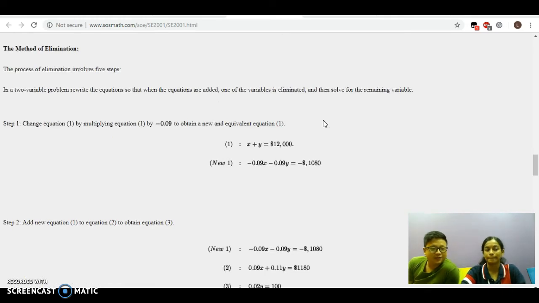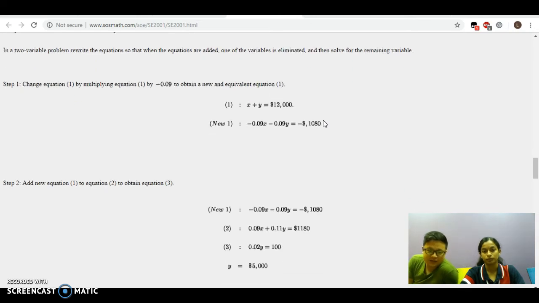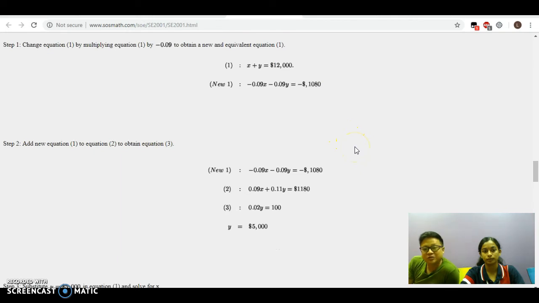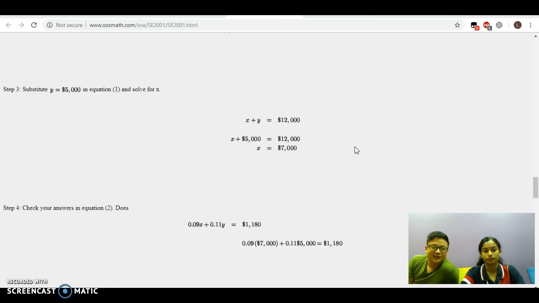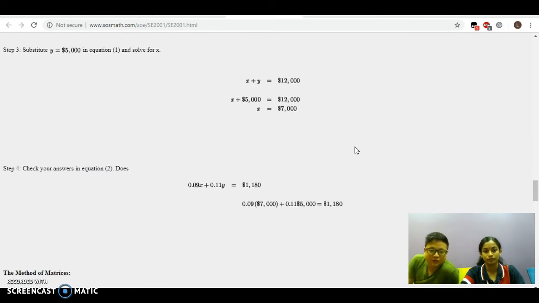Now we look at the method of elimination. Basically, you change an equation so that you can equalize it with the other equation, as shown on the screen. After they change it, they substitute it back and you have the desired variable. Then you substitute again into another equation, and you have another desired variable, which is x.